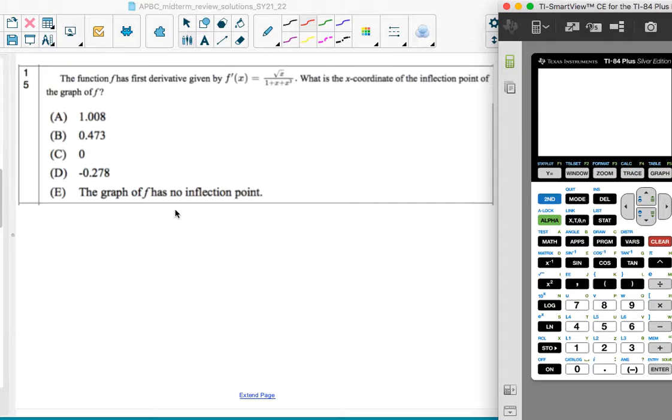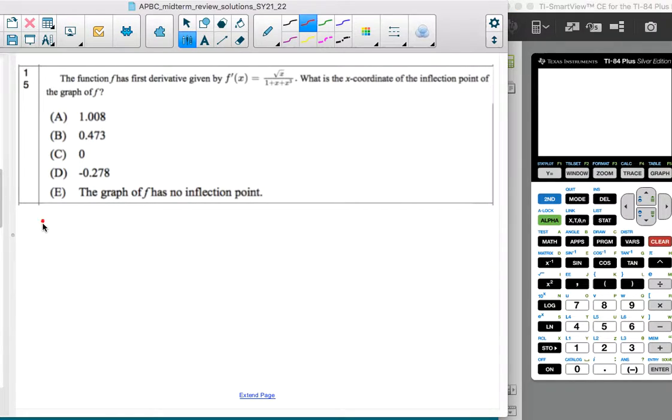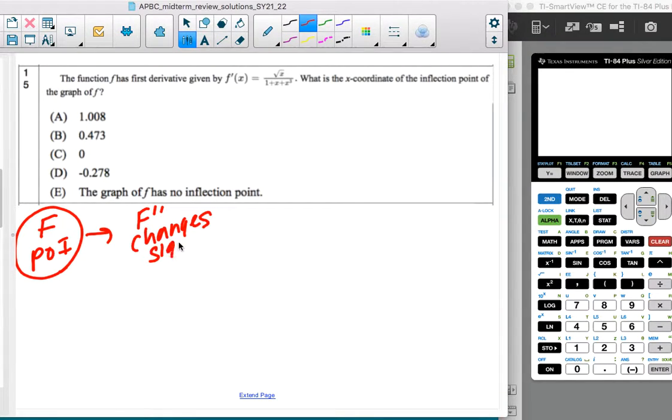Okay, so here's the thing. You could, and I know some of you are thinking this, some of you are like, why don't I just differentiate this and get the second derivative? But that is not the smart play here, right? So let's talk about what it means for f to have a point of inflection. f has a point of inflection if f double prime equals 0 and changes sign. In order to change sign, f double prime either has to be 0 or does not exist, but still.